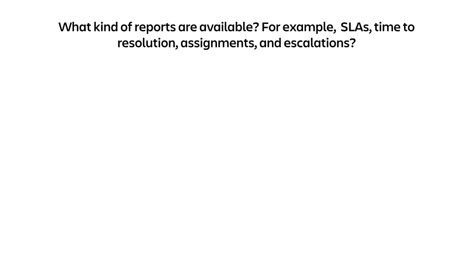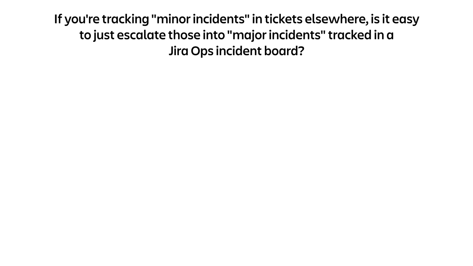This is a really good question about minor incidents and major incidents. If you're tracking minor incidents in tickets elsewhere, is it easy to just escalate those into major incidents tracked in a Jira Ops incident board? That's a really great question. Obviously, sometimes a minor incident turns into a major incident, and you want that trail of escalation to happen.